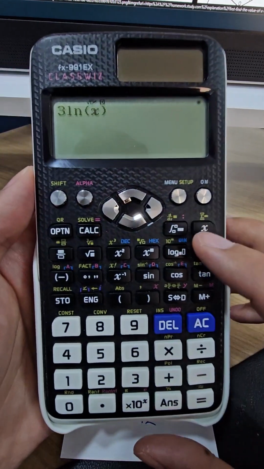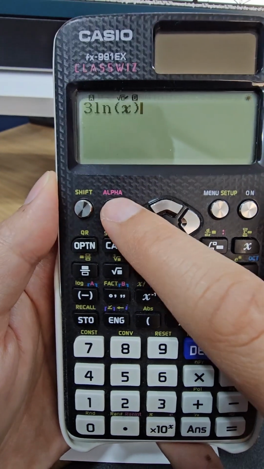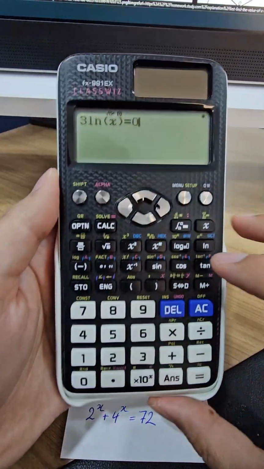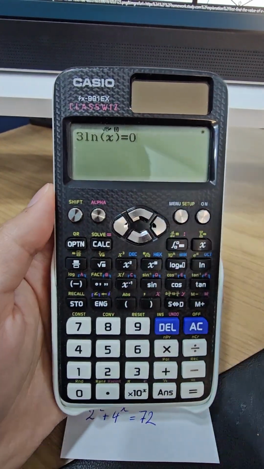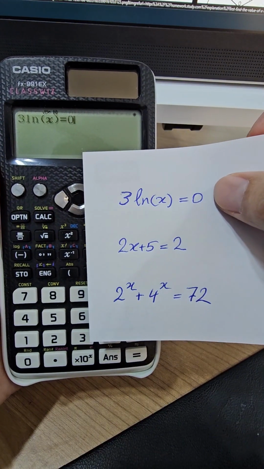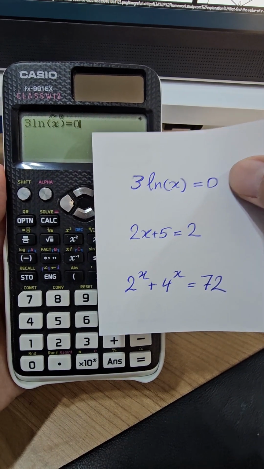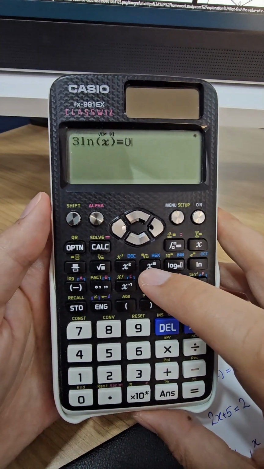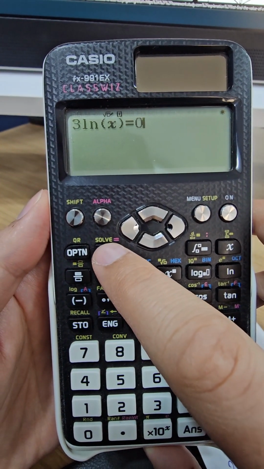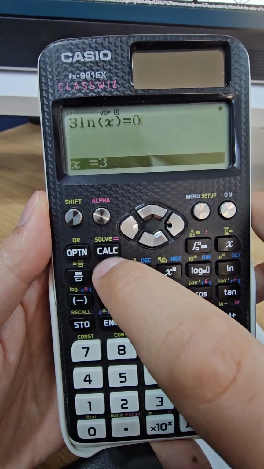You have to write the other side of the equation as well. Now equal is again in red color, so I have to use alpha and press this to write equals, and then 0. So now I have rewritten my equation as it is, the first one, for both the right-hand side and the left-hand side. Now we are going to solve this equation. Solve is in yellow color, so I have to use the shift button with this.